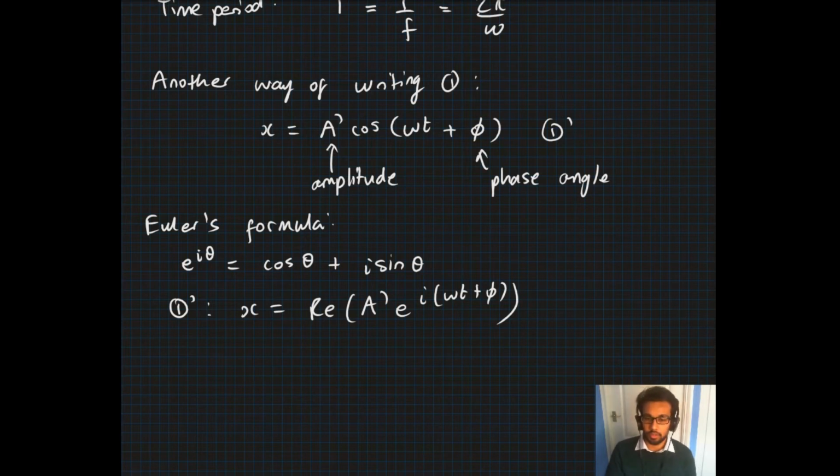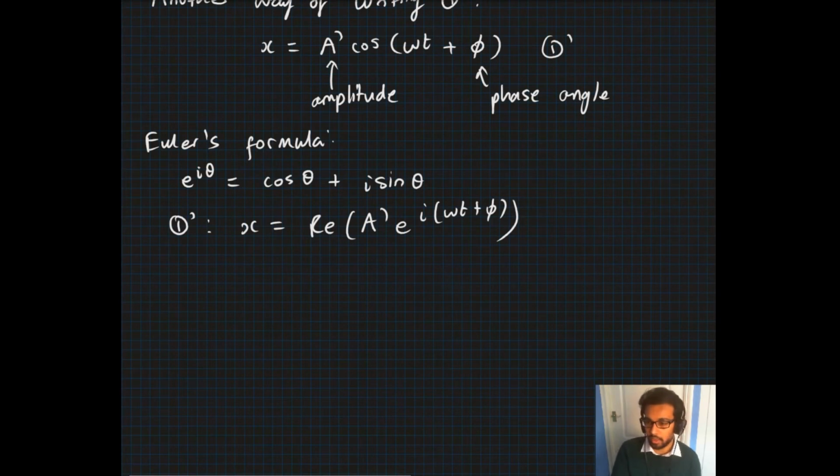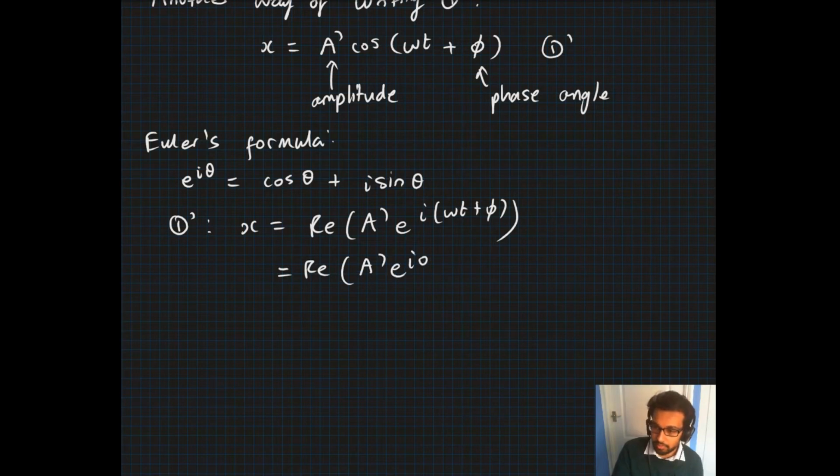So this can also be written as the real part of A prime e to the i phi times e to the i omega t, where all we've done here is separated out the exponentials, the omega t plus phi, into a phi and an omega t term. And so now we can define a complex amplitude.